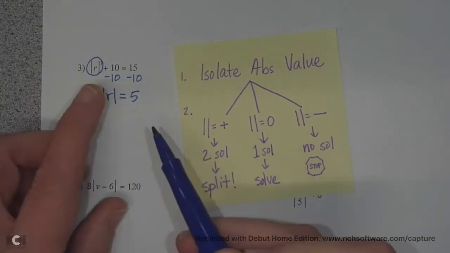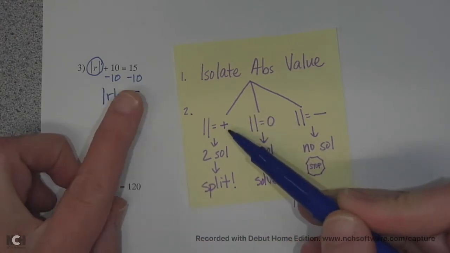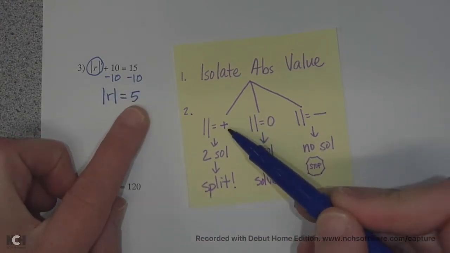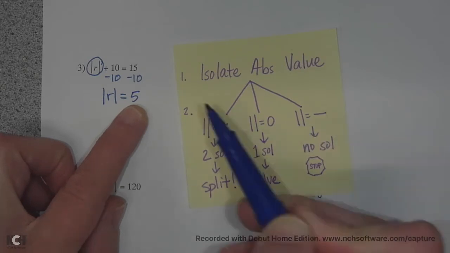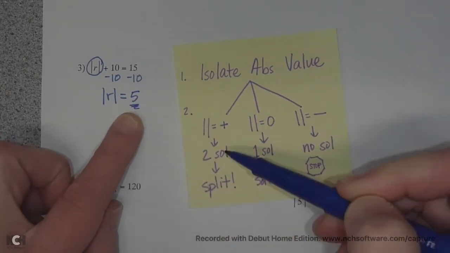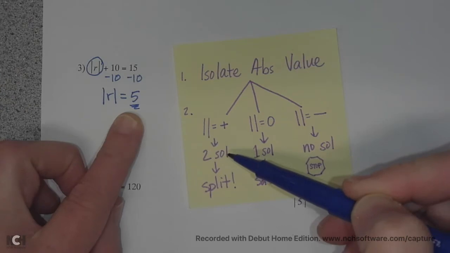So let's figure out what to do next. We need to figure out if the other side, in other words the 5, is it positive, is it 0, or is it negative? Well, you can see it's a positive number, so we're going to have two solutions. That means we have to do the split.